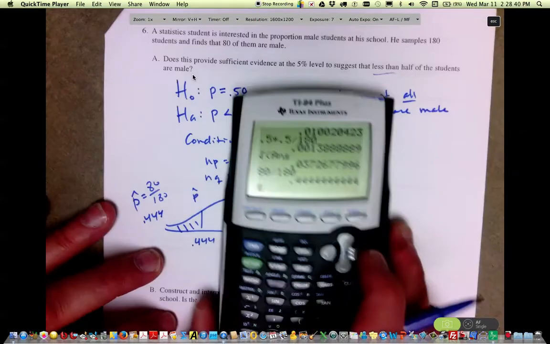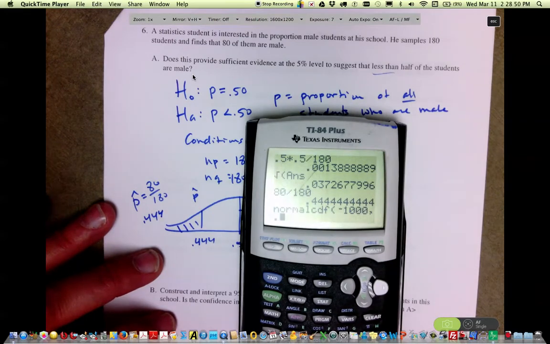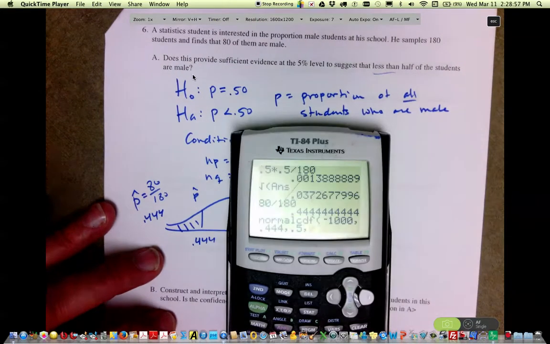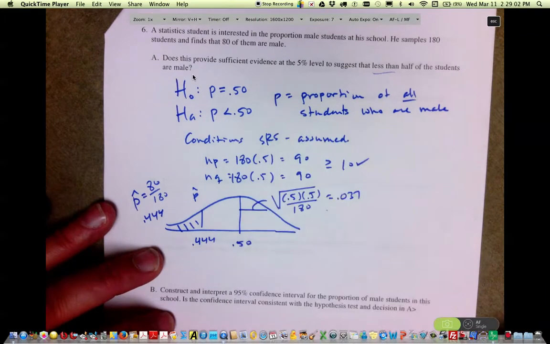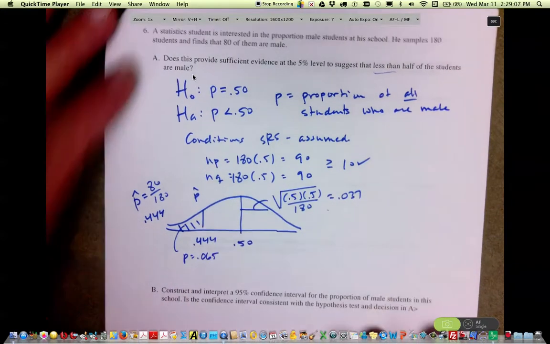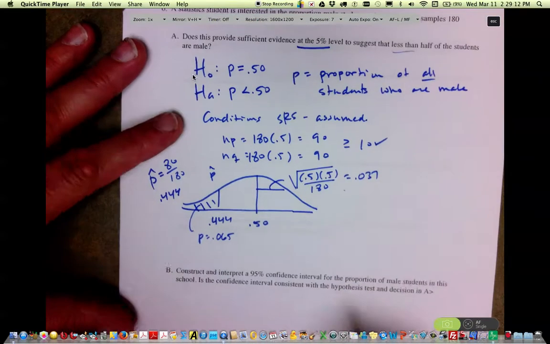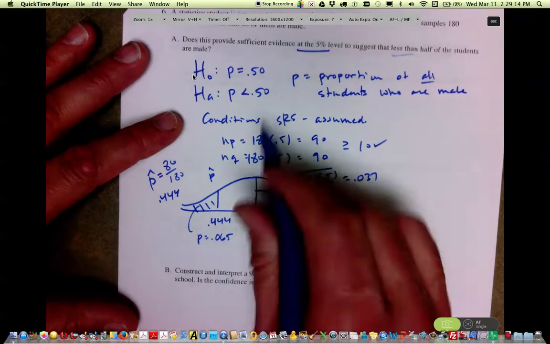On the calculator, this is going to be normal CDF again. Our lower bound is negative infinity essentially. We're going to 0.444. The mean is assumed to be 50%, and the standard deviation we found was 0.037. This probability gives me about 6.5%. The question says to check this at the 5% level. 6.5% you could argue is a small probability, but it is bigger than 5%.